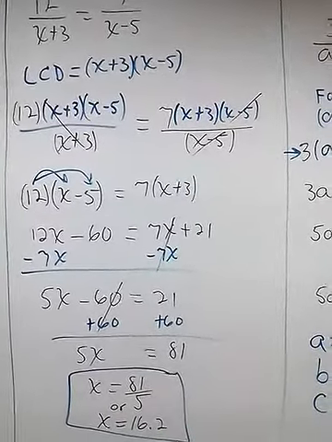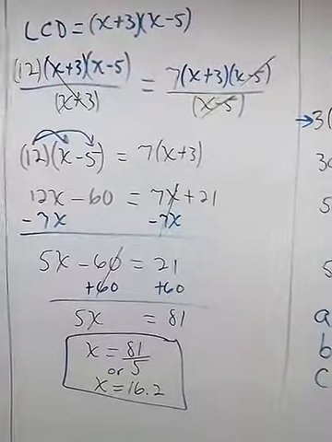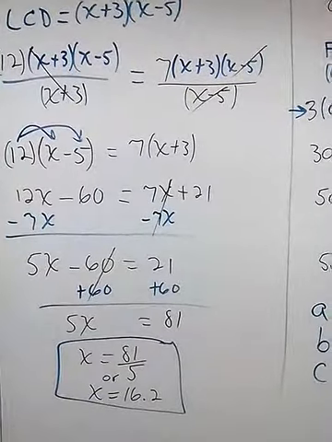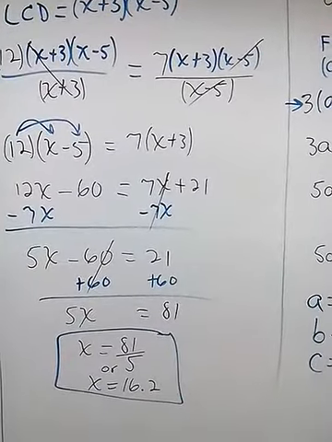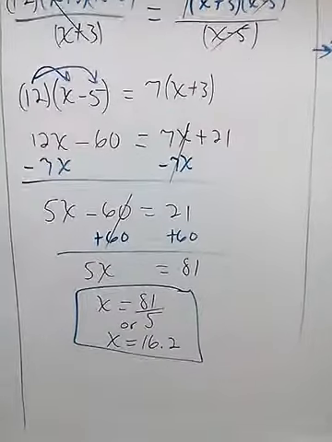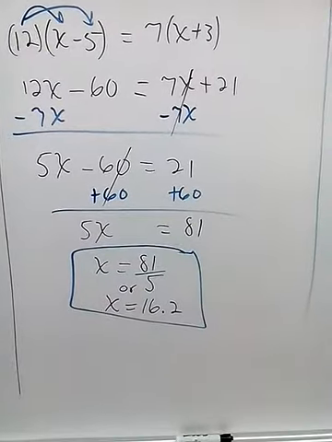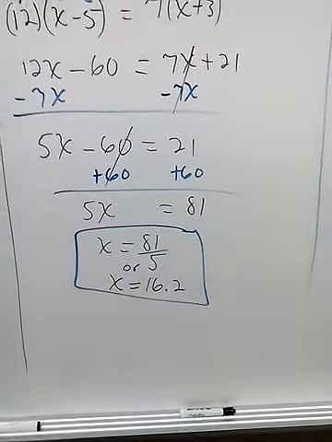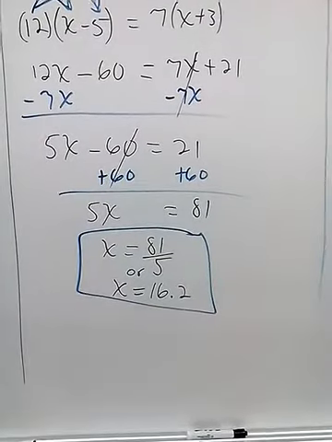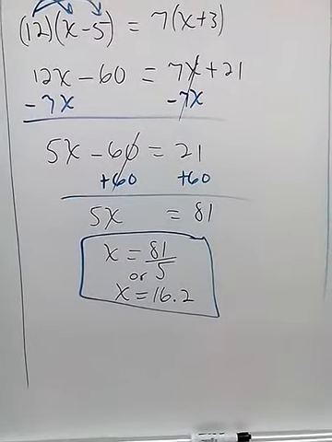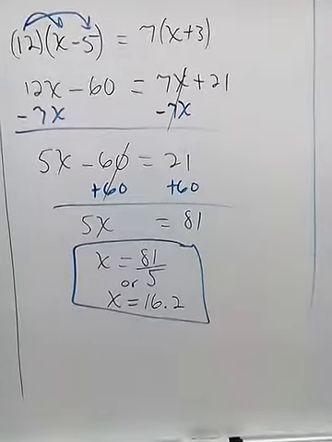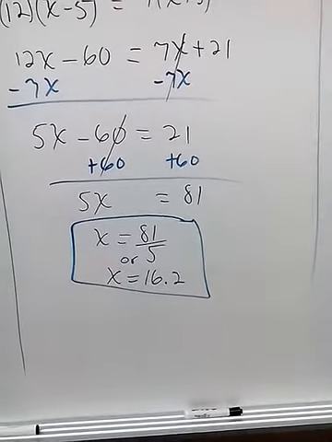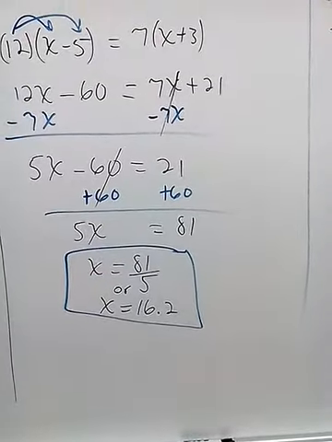And then add our 60 on both sides of the equation to get 5x is equal to 81, and then divide off your 5 on both sides of the equation to get 81 over 5, or as a decimal, approximately 16.2.